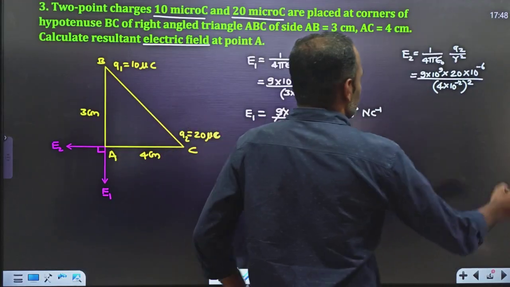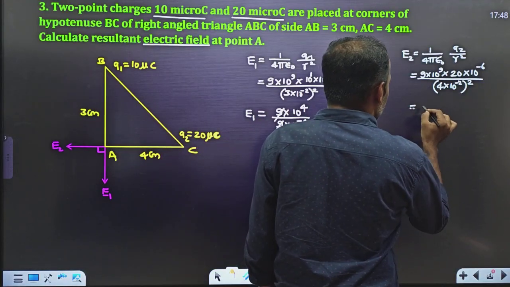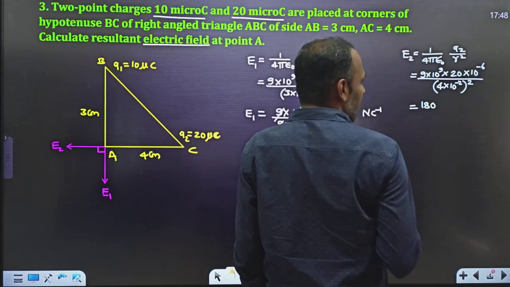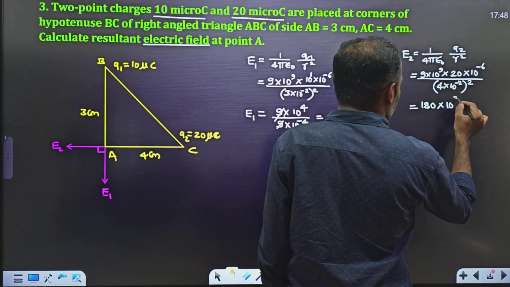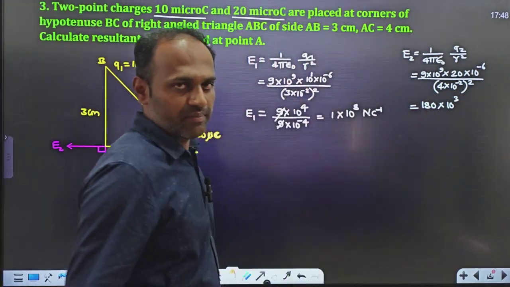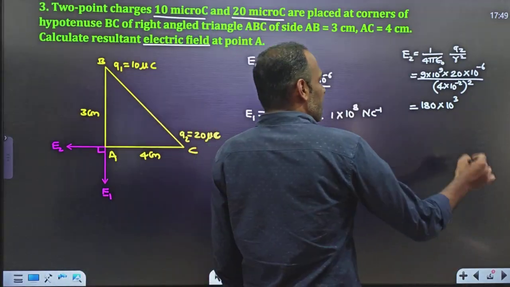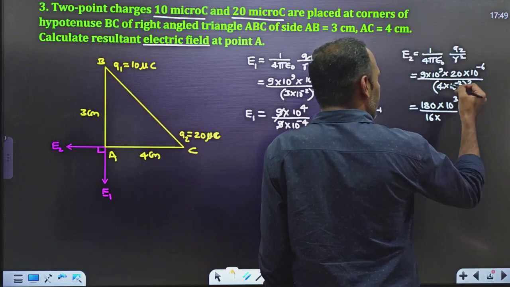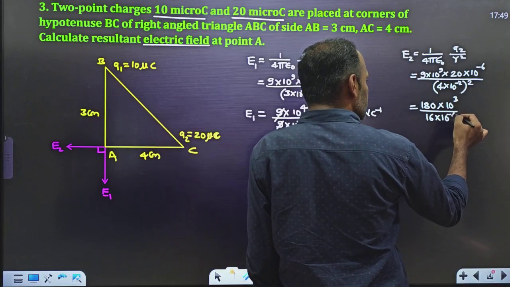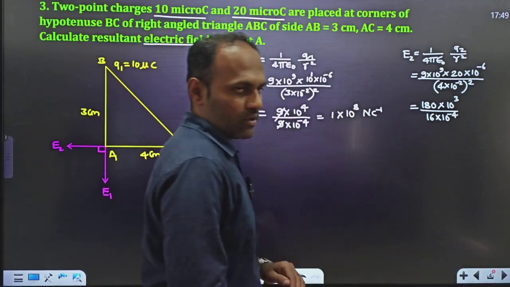Okay. Next, 9 into 20 will be 180. 10 to the power plus 9 minus 6 will be 10 to the power plus 3. Correct? Divided by 4 square. 4 square is 16 into 10 to the power minus 2 square, which will be 10 to the power minus 4.